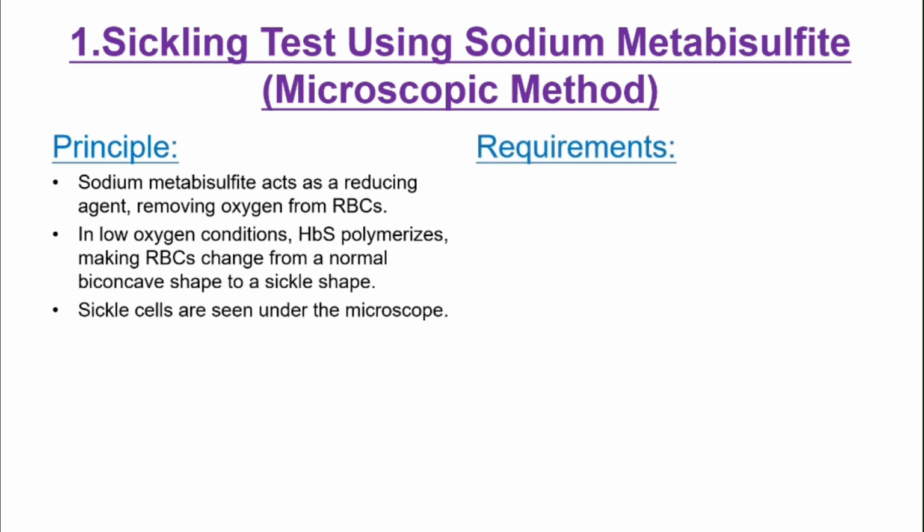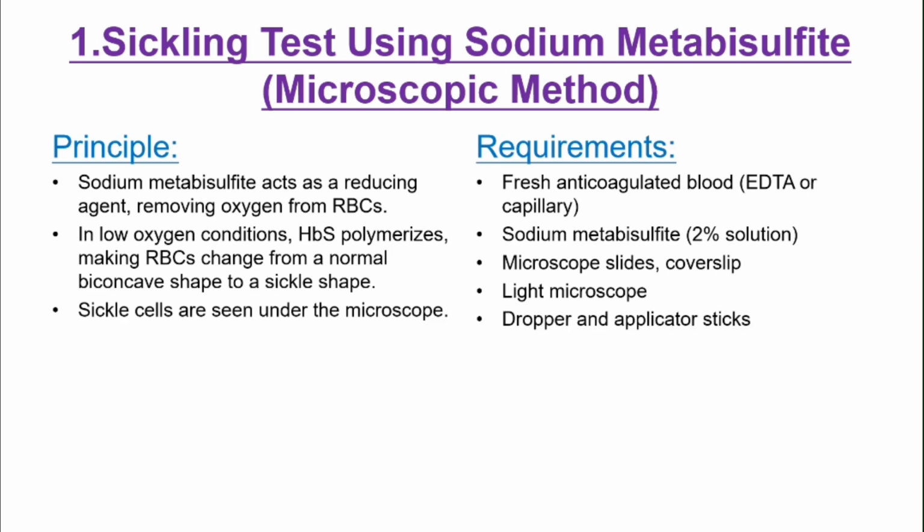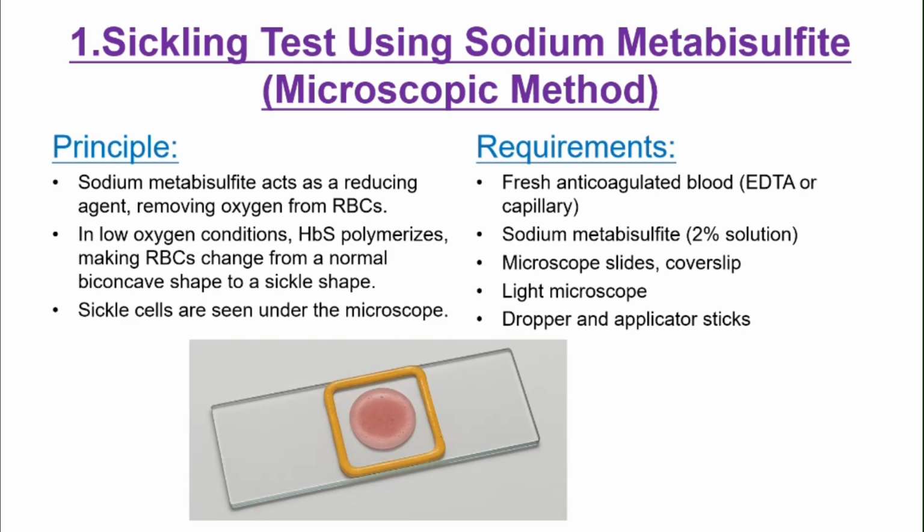The requirements for this microscopic method: firstly, we need a fresh anticoagulated blood sample, which is EDTA, and secondly, sodium metabisulfite, which is a 2% solution. Thirdly, we need microscopic slides and a cover slip. Also, we need a light microscope to observe the result. Fifthly, we need a dropper and applicator stick. Like this, this is the image showing the microscopic method.